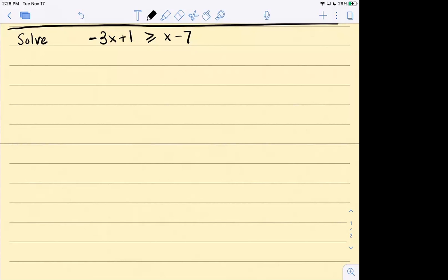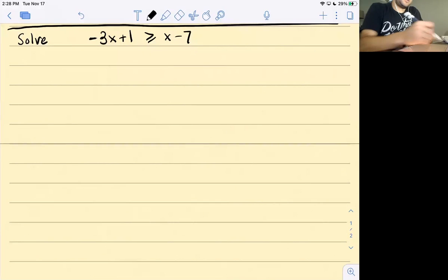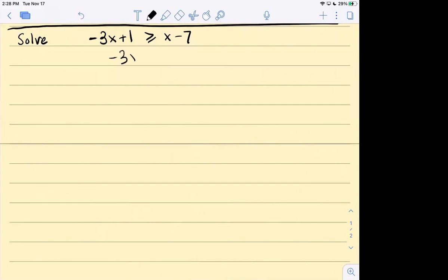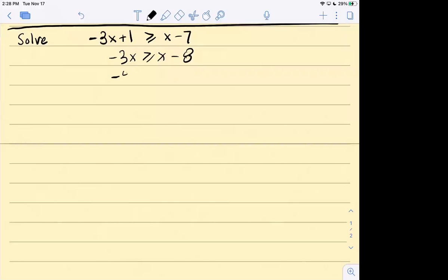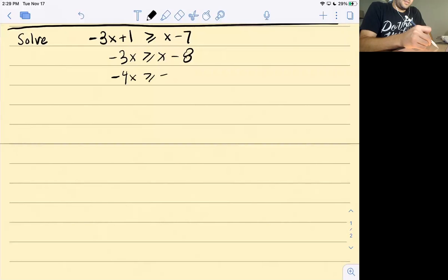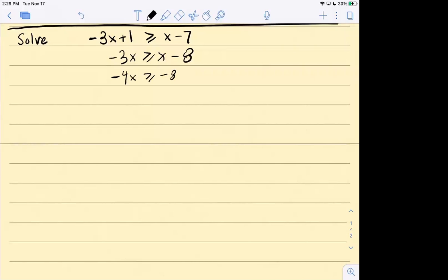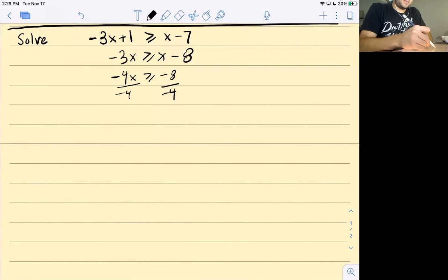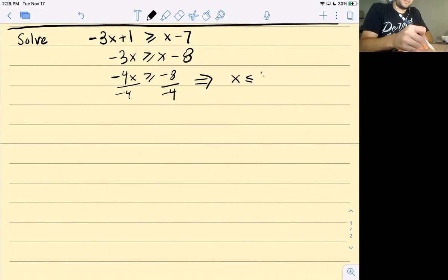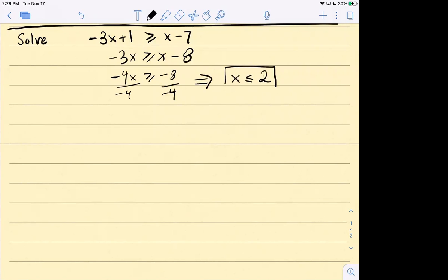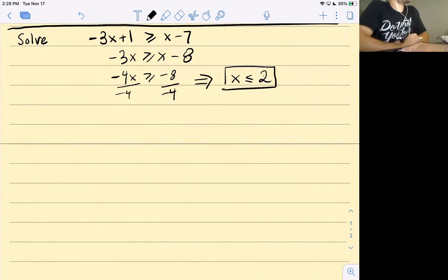I started out by subtracting the 1 from the equation on the left, and I got negative 3x is greater than or equal to x minus 8. Awesome. And then from there, I subtracted the x. So that would equal negative 4x is greater than or equal to negative 8. And then I divided by negative 4. And because you're dividing by a negative on both sides, you have to flip the sign. Awesome, you got it. So the answer is x is less than or equal to 2. Excellent. Thank you, Gabrielle. That was awesome.